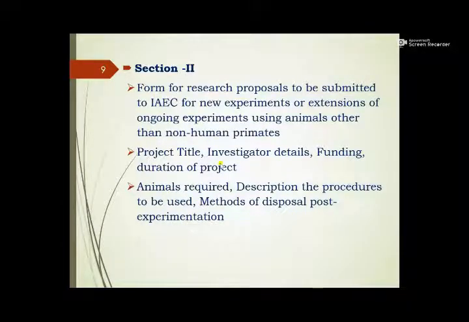Now in Section 2, it may be for the new experiment or it may be for the extension of ongoing experiment, and you have to write all detail. So detail regarding the investigators, regarding the funding, then detail regarding the number of animals you require, and in brief the procedure which is to be used. If sacrifice is there, what euthanasia method you are going to use, and after sacrifice which disposal method you are going to use, that you have to mention in Section 2.